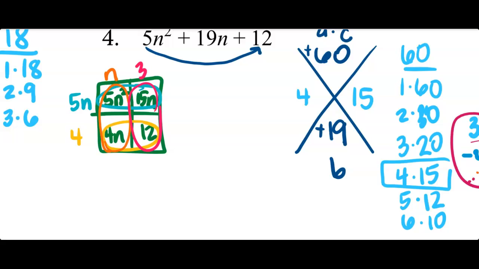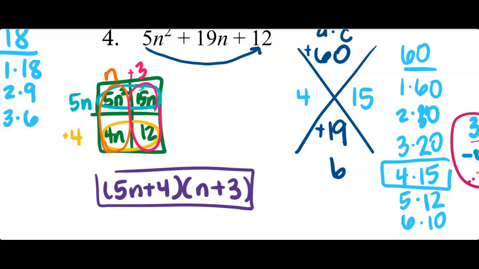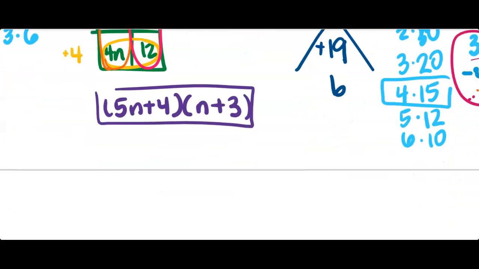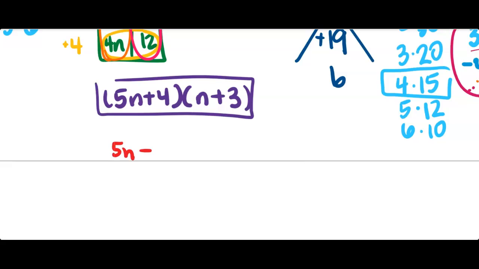Once you've found those, then you can go ahead and write your parentheses. So it'll be 5n plus 4 times n plus 3. Remember that you can always double check that by multiplying. So you can do the multiplication just to make sure that it's correct.